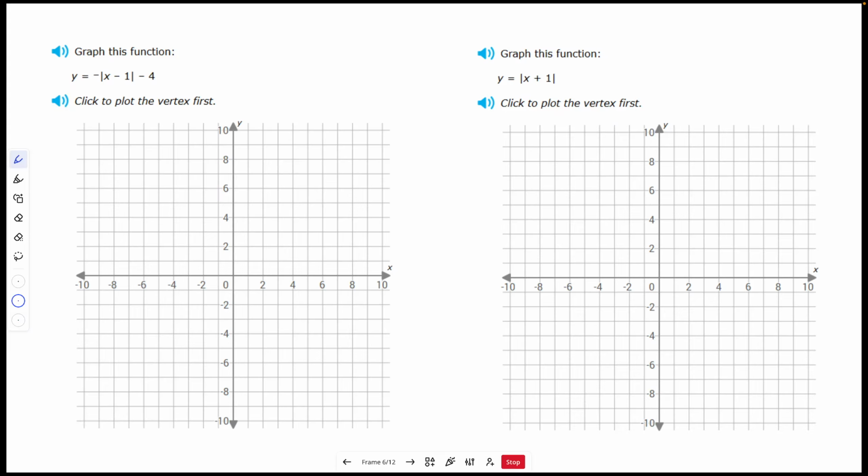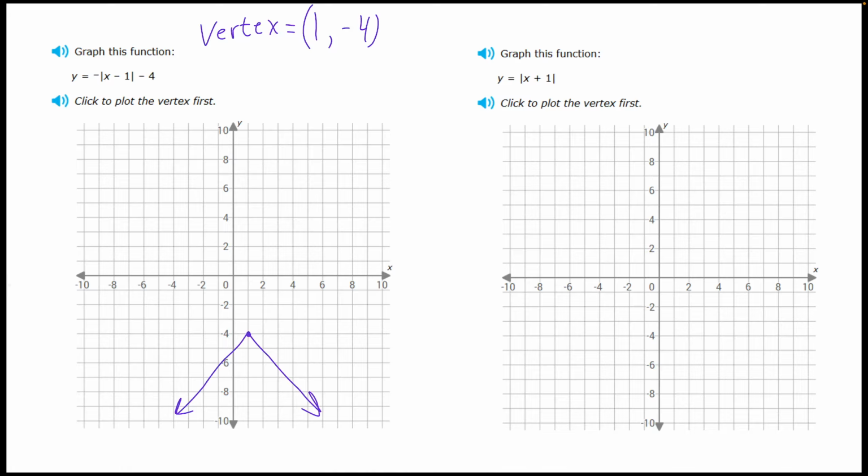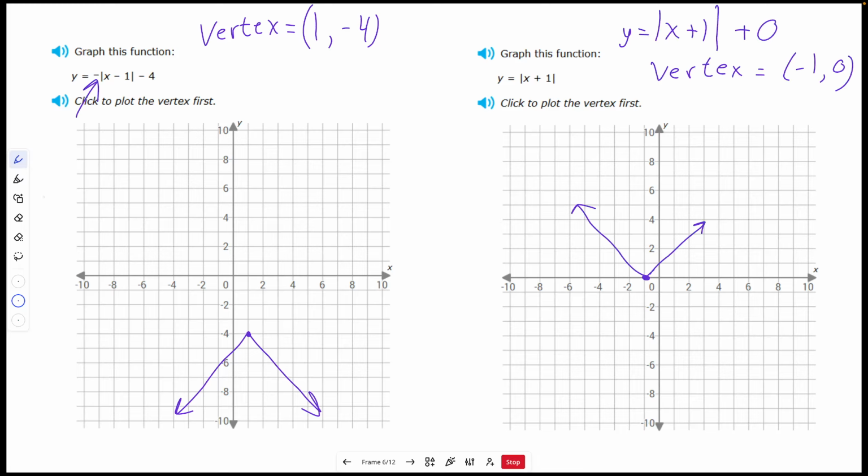Okay, now that you've had time to work these problems, let's check your solutions. For the first problem, you should have said the vertex is located at (1, -4). And remember that it is flipped upside down because of the negative in the front. And for the second problem, we should have said the vertex is located at (-1, 0), because remember there's an invisible 0 at the end here, and this opens like a V, or is shaped like a V.